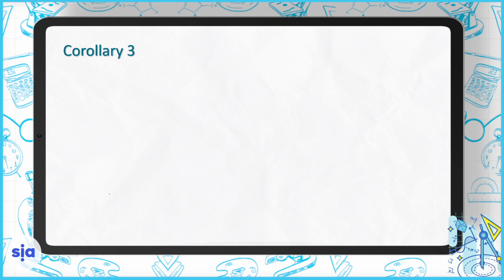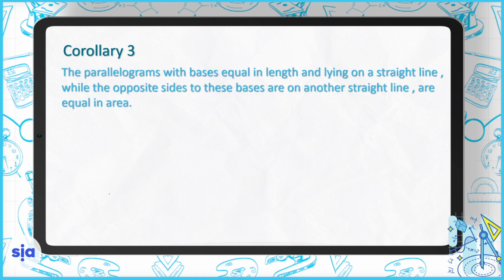Let's now move on to corollary number 3. The parallelograms with bases equal in length and lying on a straight line, while the opposite sides to these bases are on another straight line, are also equal in area.